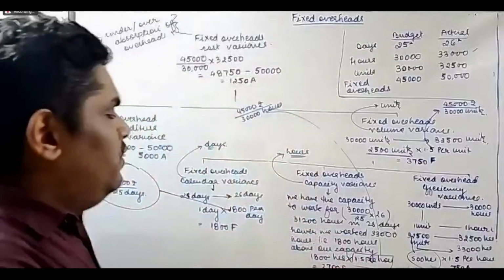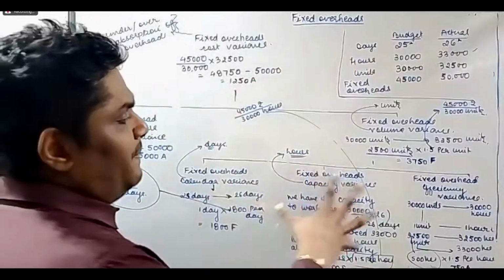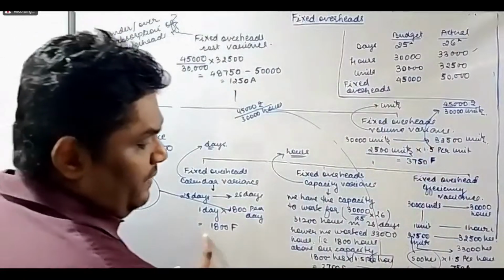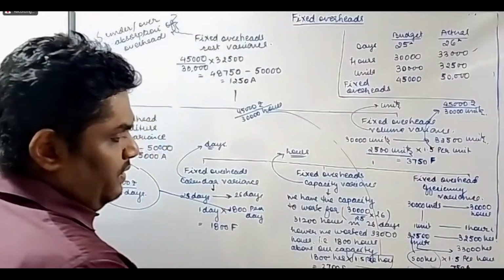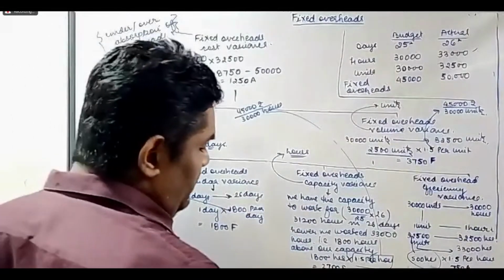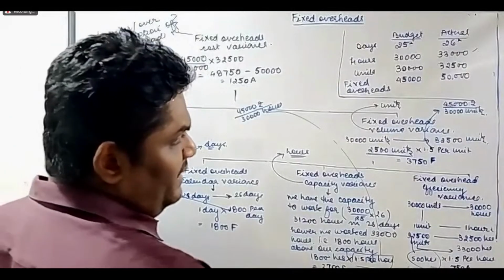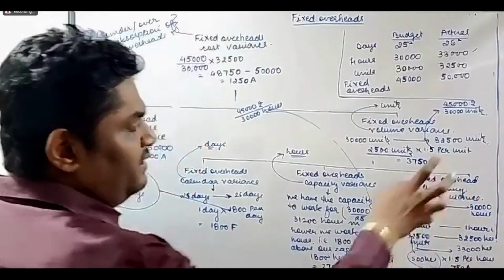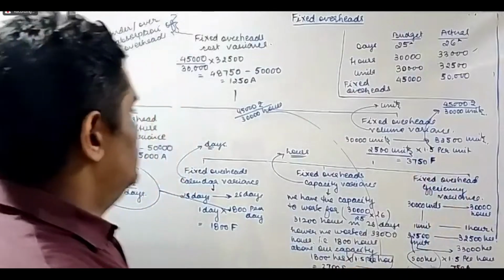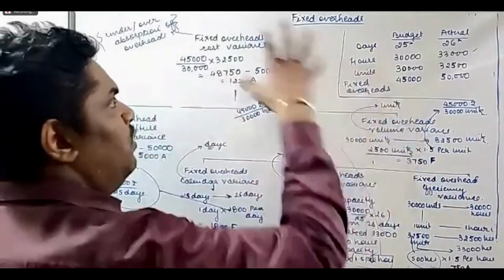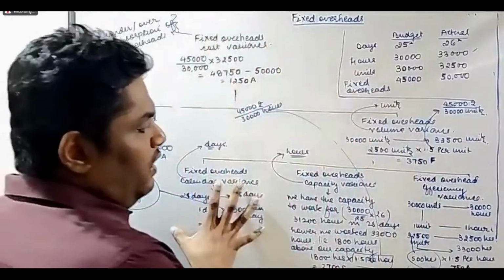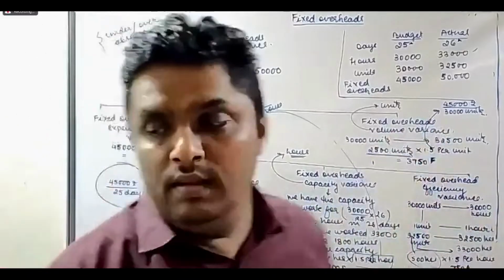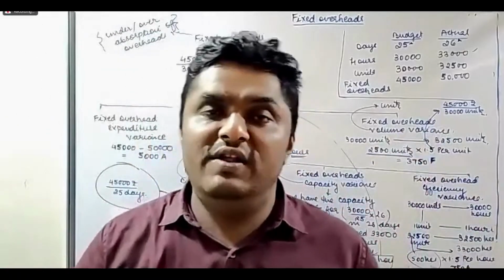Further, guys, do make a note of it. Calendar plus capacity plus efficiency is volume. So 1,800 favorable, 2,700 favorable, so this will be 4,500 favorable, minus 750 adverse. So we will get 3,750 favorable. So expenditure plus volume is cost. Calendar, capacity and efficiency will be volume. So this is all about the fixed overhead variance.